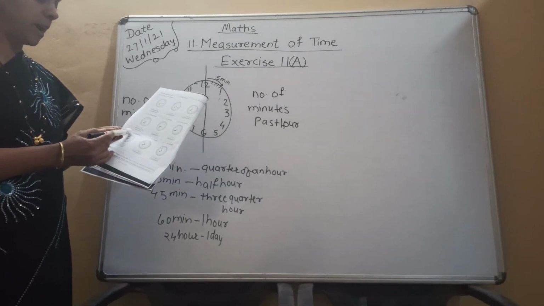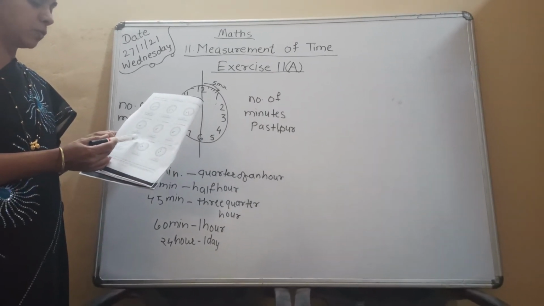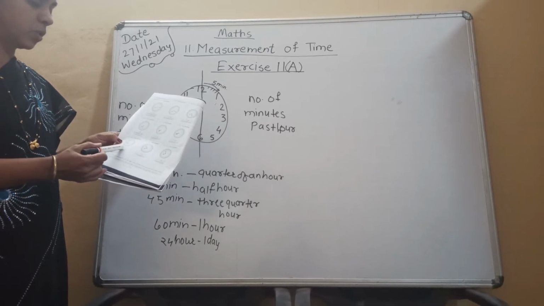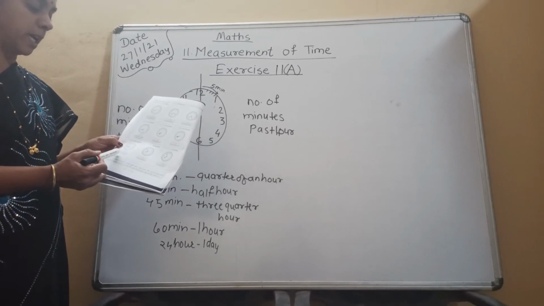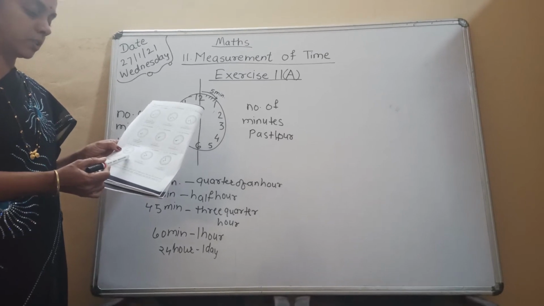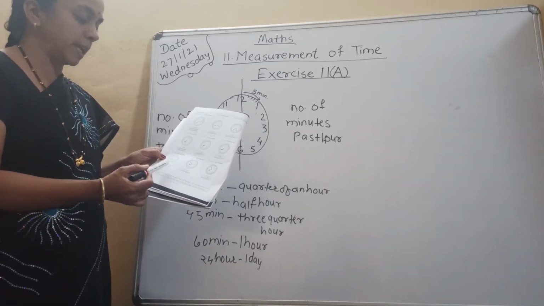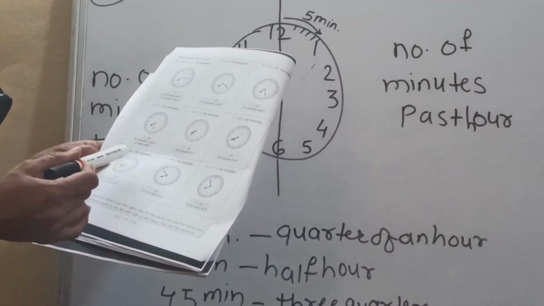Now see 5 multiplied by 9 equals 45 minutes. So what time is it? 7:45. 15 minutes to 8 or quarter to 8. 15 minutes. Now there are 15 minutes left for 8 o'clock.